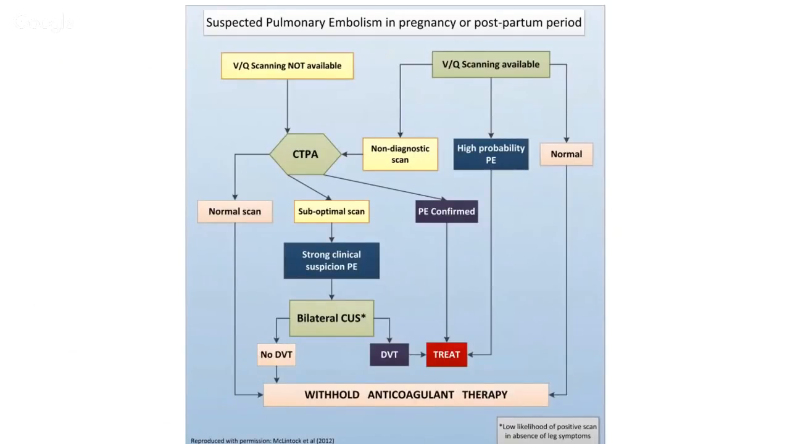Also, it was interesting. There were 3 separate guidelines that I had to look at to get these answers. There's the Radiology College guidelines, the RCOG guidelines, and the RANZCOG guidelines. All of them had different things, and this one I think is from the Radiology guidelines. So if a VQ scan is available, then you use that. If it's not available, then you do a CTPA.